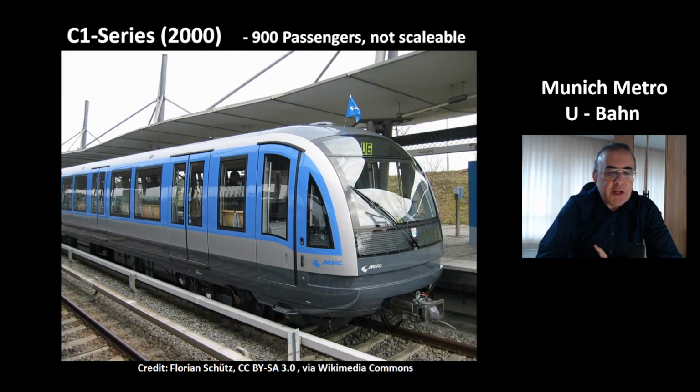This is the newest generation. It's the C series, started in 2000. This train isn't scalable because that's not needed anymore, because the population of Munich has grown by a lot. This train has 6 cars and it can take up to 900 passengers.